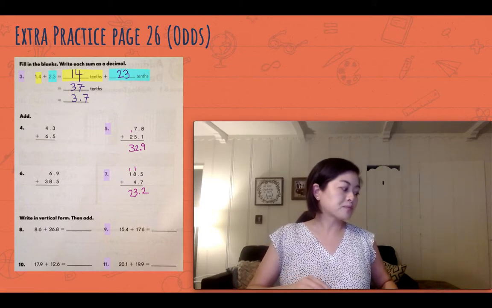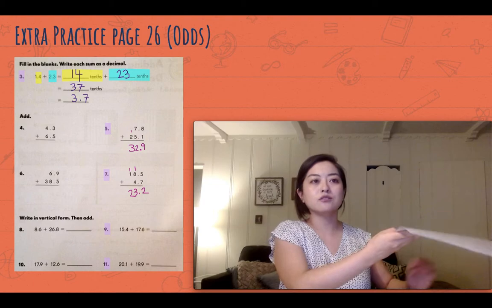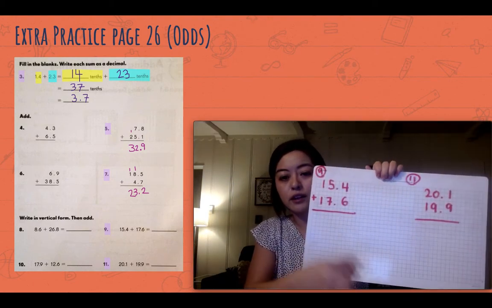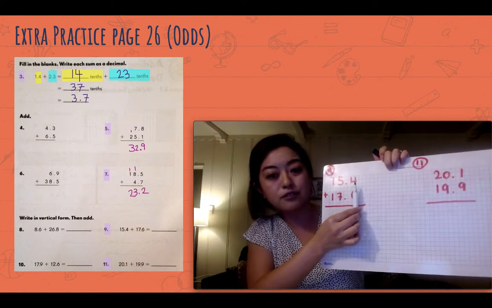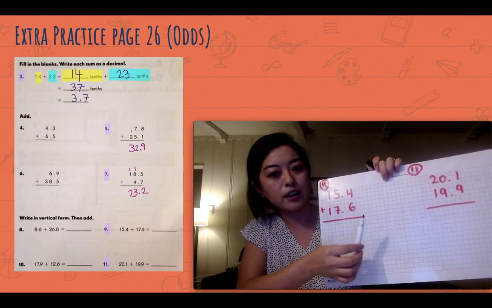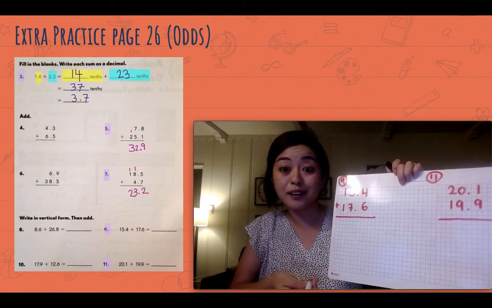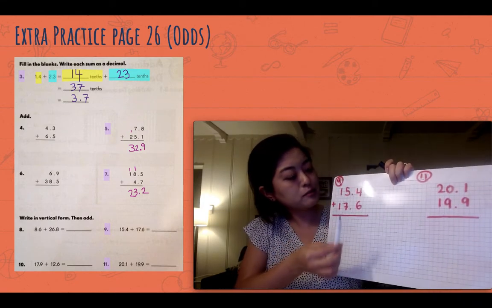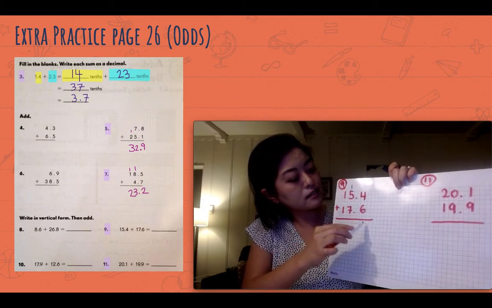All right. And now let's look at numbers 9 and 11. We have to write it in vertical form. So I wrote it here. Let's start with number 9. We're going to start with the lowest place value column, which is the tenths. And notice I can stack it up by putting the decimals right on top of one another. It stacks so nicely that way, my place value columns. So now my tenths is 4 tenths plus 6 tenths is 10 tenths.